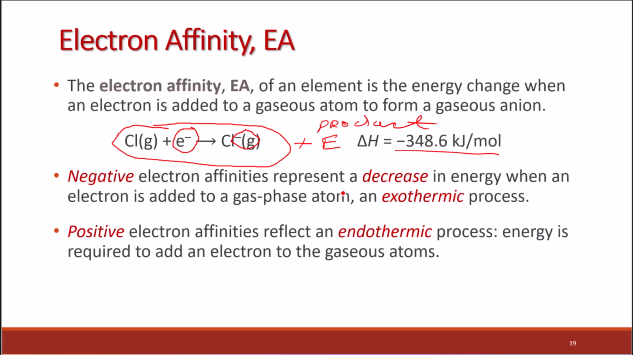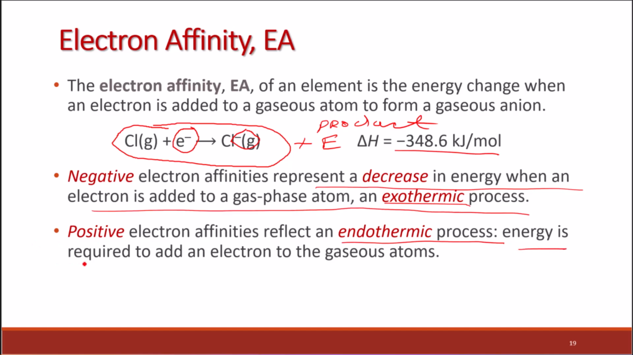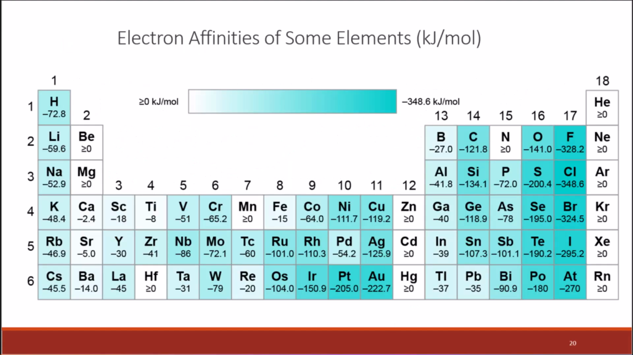Negative electron affinities represent a decrease in energy when the electron is added to a gas phase atom. It is exothermic, energy is released. Positive electron affinities reflect an endothermic process. You have to actually add energy to get an electron to be added to certain atoms. And we'll look at the electron configuration to figure out why that's the case.